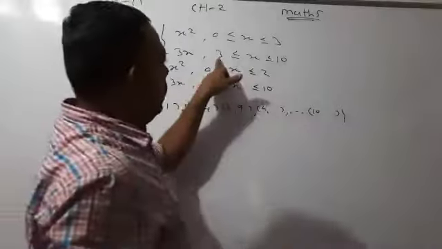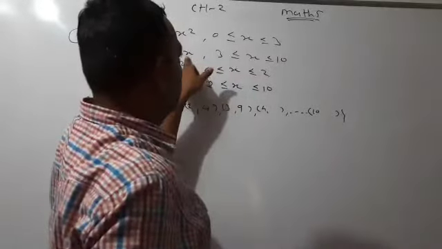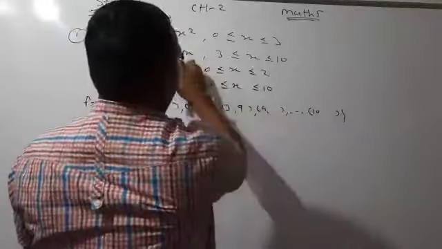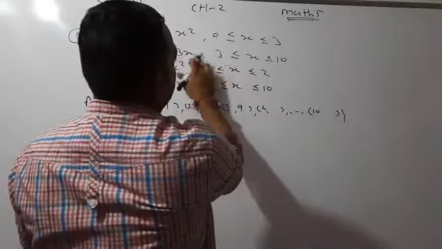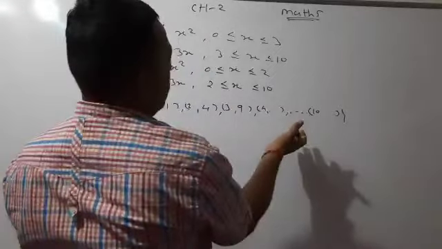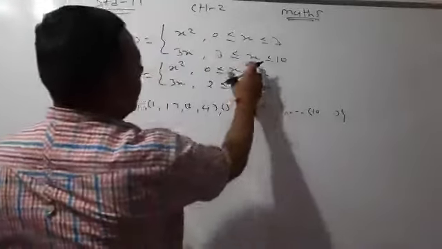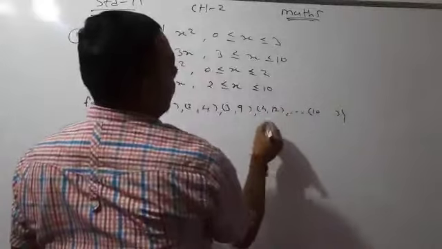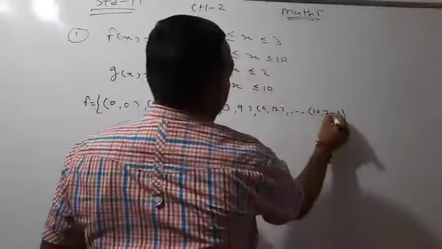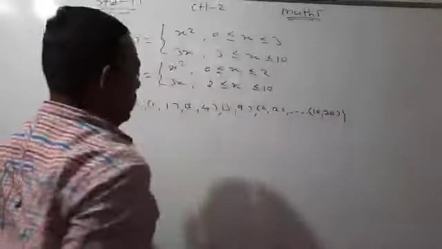Now for 3 we have to consider this also. So if I write 3 here, then 3 times 3 is 9. So we will not write another ordered pair for 3 because it is the same, (3, 9). Now for 4, 4 times 3 is 12, and so on. If I put 10, then it is 10 into 3, 30.